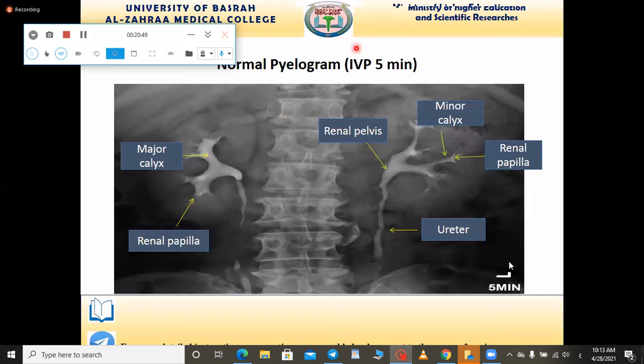Here another normal IVP taking 5 minutes after the procedure. Here clearly the anatomy of the collecting system is apparent in this picture. Here the density of the kidney is apparent more than we usually see in plain films. Then here minor calyx, here the major calyx, renal pelvis, and then to the ureter. This is normal.